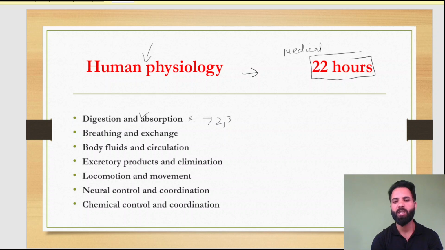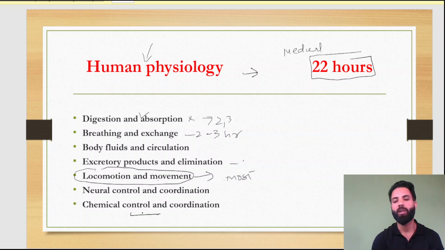Okay, so these are the 7 units, the 7 chapters in this human physiology, and every unit requires 2 to 3 hours. One of the most important is locomotion and movement. In the previous NEET examinations, most of the questions from human physiology have come from this unit, this chapter, locomotion and movement.